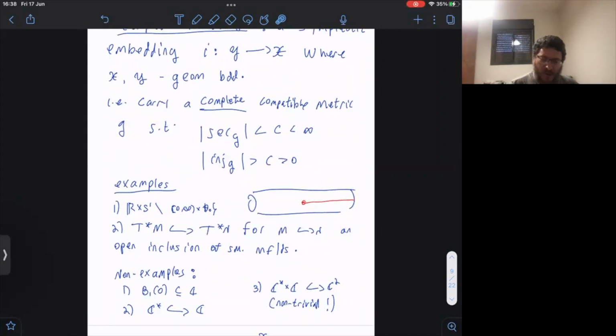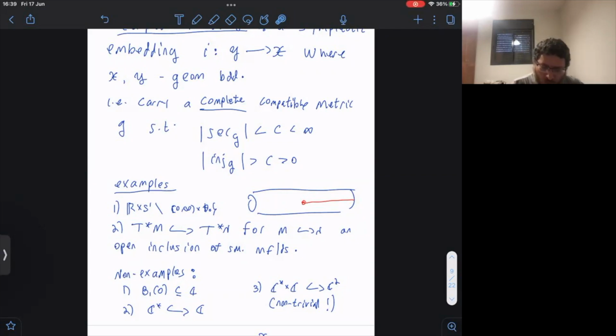And non-examples are, well, if you take the ball inside C, then the ball doesn't carry any complete metric which will satisfy this. Similarly, the inclusion of C star into C. These two things are easy to prove. But something which I think is a lot harder is if you take C star times C and you want to prove that it doesn't carry a geometrically bounded almost complex structure. I think that's hard symplectic topology. It's kind of like Gromov's non-squeezing.